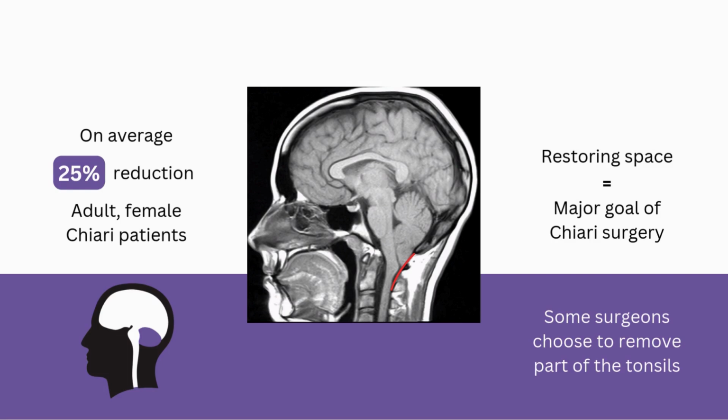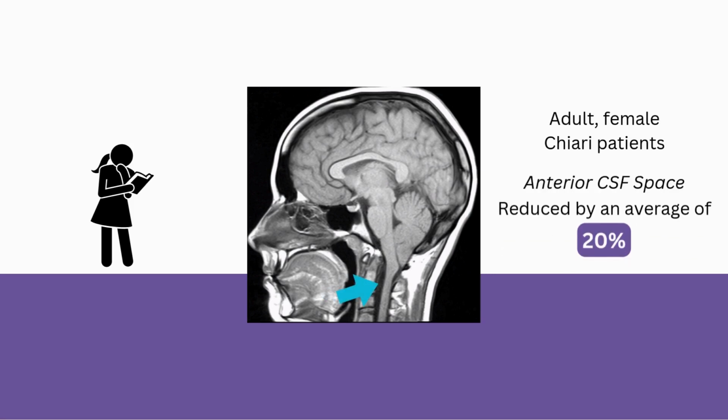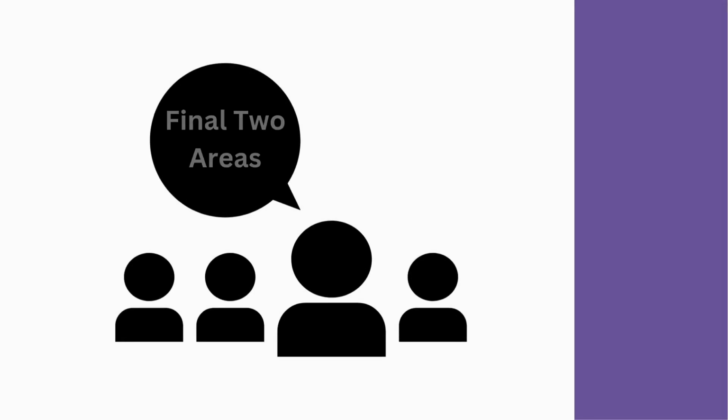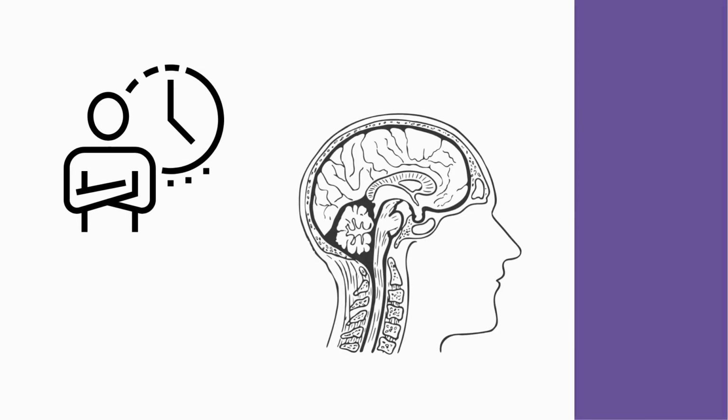Interestingly, in adult female Chiari patients, the anterior CSF space is also reduced by an average of 20%. What causes the anterior reduction is not clear, and there is also evidence that this reduction occurs primarily in adult women, not adult men, or children with Chiari. Before we discuss the final two areas where Chiari patients tend to have altered morphometrics, we need to take a moment to review some anatomy around where the skull meets the spine.